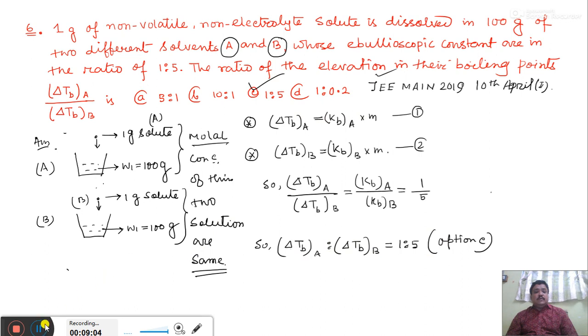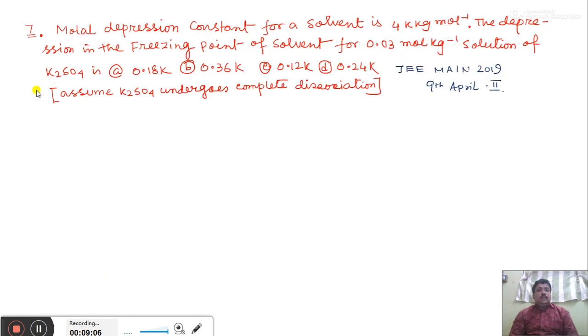Now my next problem is: the molar depression constant for a solvent is 4 Kelvin kg mole inverse. So the depression in freezing point of the solvent for a 0.03 mole per kg solution of K2SO4 is: 0.18 Kelvin, 0.36 Kelvin, 0.12 Kelvin and 0.24 Kelvin. This question came in JEE Main 2019 exam. Assume K2SO4 undergoes complete dissociation.